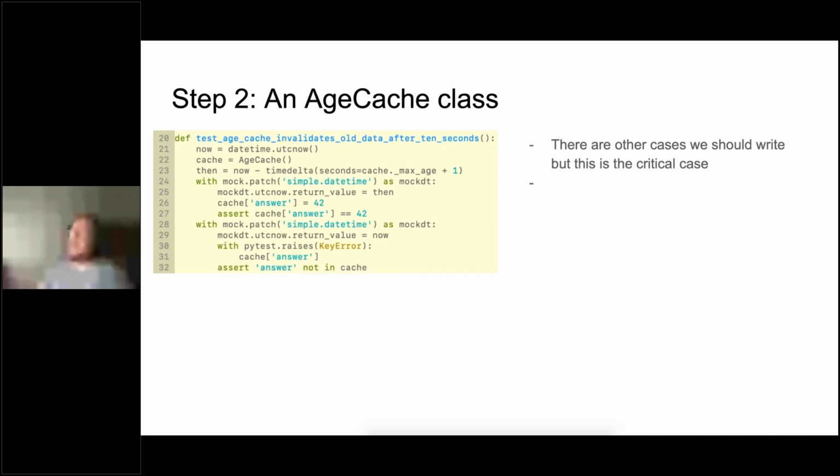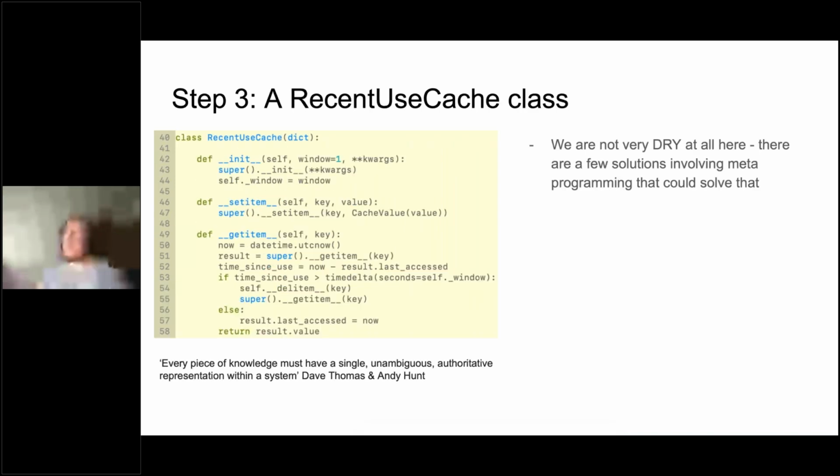So here's another version. This is 0.3, so the recent use cache. This is caching things based on how recently they've been used. We're not being very dry here at all, right? I've not pulled out a common base class. I've not refactored for any kind of metaprogramming here to account for the fact that these are, if you squint, basically the same lines of code with slightly different variable names and slightly different comparisons.